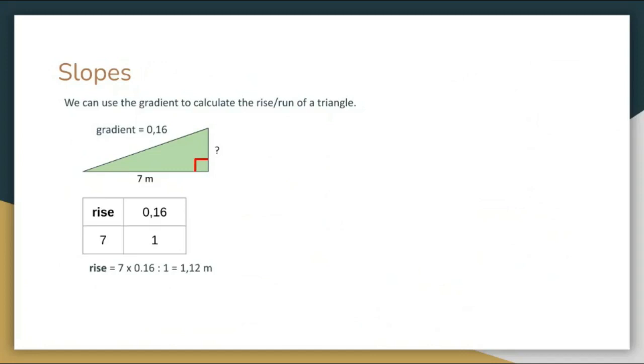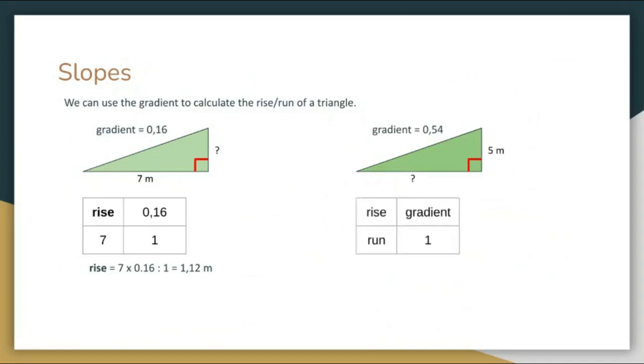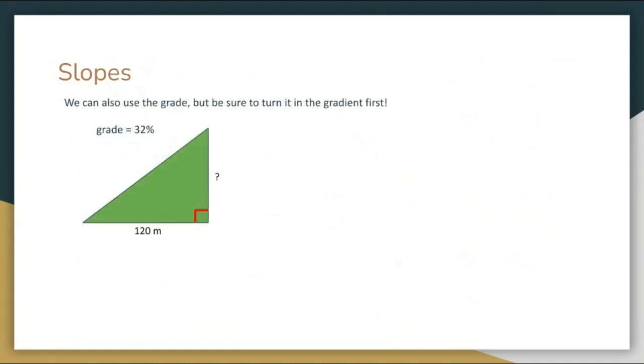Of course, we can also calculate the run of a triangle this way. We make a table with rise, run and gradient, fill in everything we know, and cross multiply to receive 9.26 meters as our answer. In some exercises, we might give you the grade instead of the gradient, so be sure to rewrite it as the gradient first before filling that in the table.